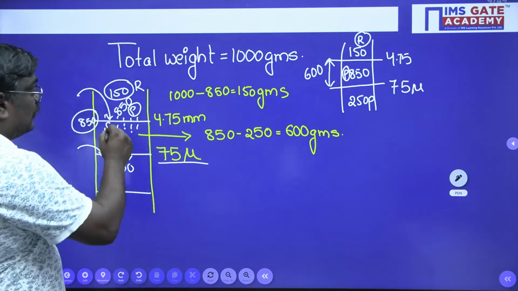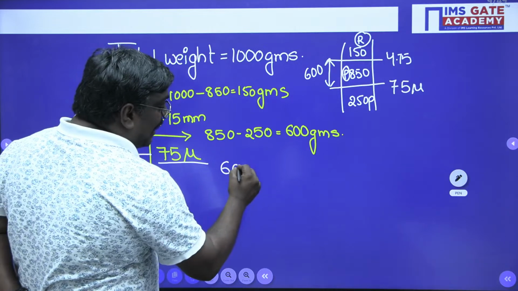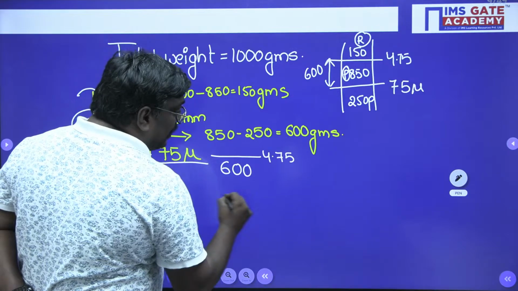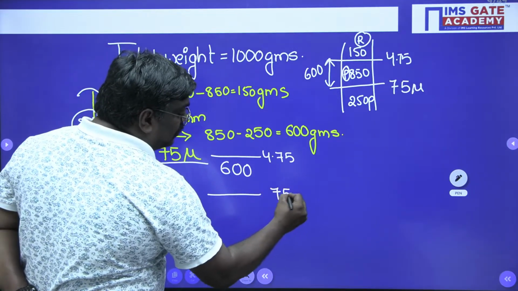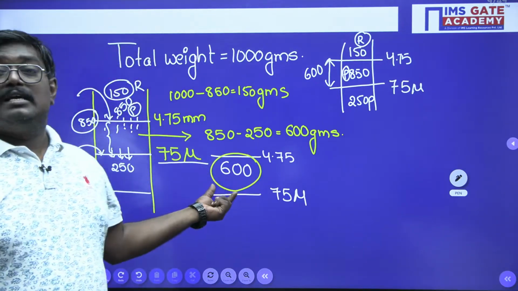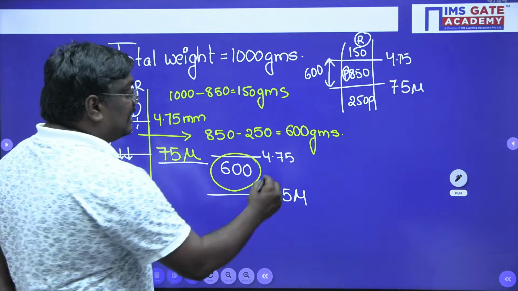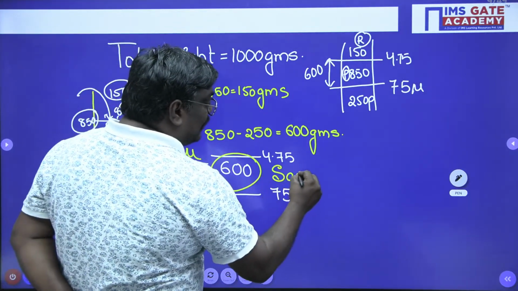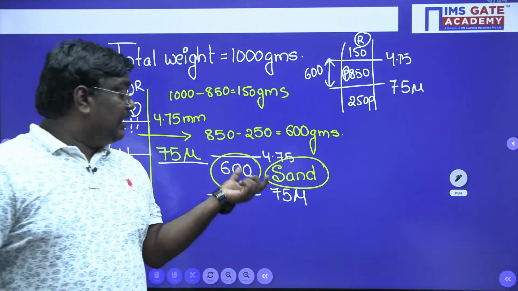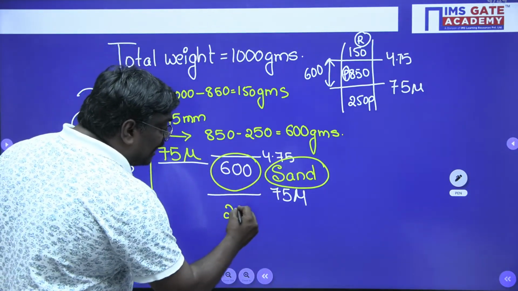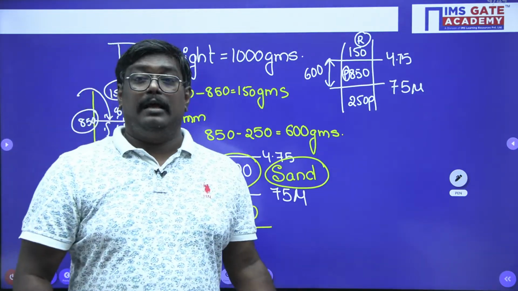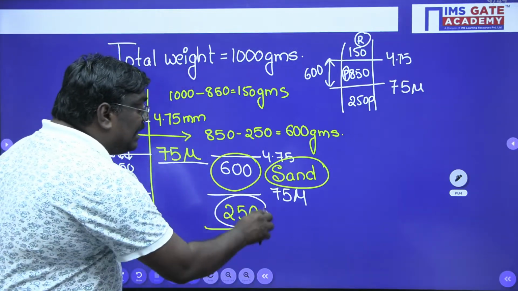So here, 600 grams is retained between 4.75 mm and 75 micron. So what is this soil? This soil is nothing but sand. So based on the sieve, we have fixed it is sand. But now tell me, here we also have 250 grams that can be either silt or clay. How to find out whether it is a clay or a silt?